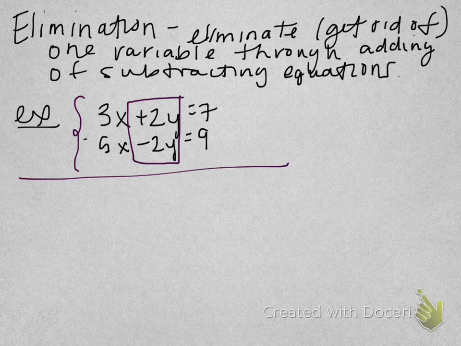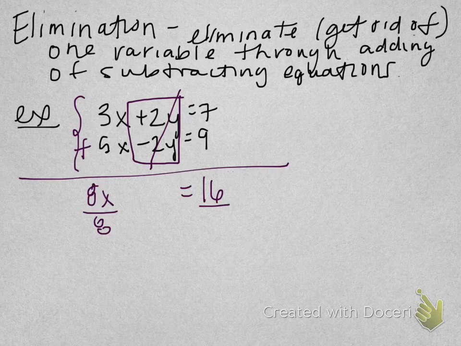So if I add my two equations, I'm going to add vertically down. So 3x plus 5x is 8x. 2y plus negative 2y is 0. Look at that. We have eliminated the y's. That was the whole goal. And 7 plus 9 is 16. So now I have 8x is equal to 16, and I can divide by 8. And I have x is equal to 2.